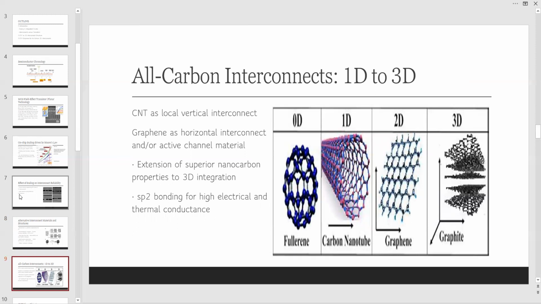All carbon interconnects 1D to 3D. CNT as local vertical interconnect, graphene as horizontal interconnect and/or active channel material, extension of superior nanocarbon properties to 3D integration, sp2 bonding for high electrical and thermal conductance. There are 0D fullerenes, 1D carbon nanotube, 2D graphene, 3D graphite.